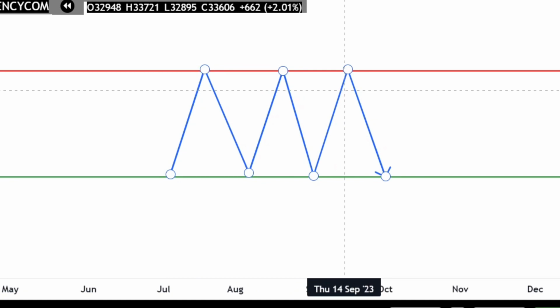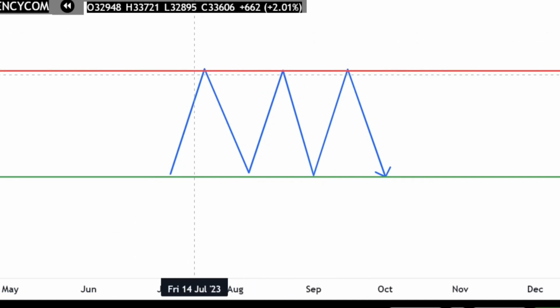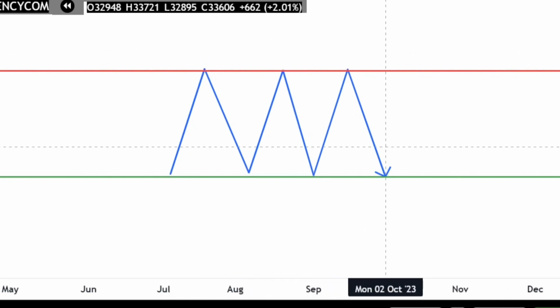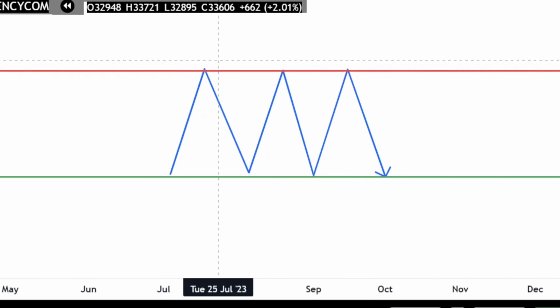That's why we call this a ranging market. So how do we trade in the ranging market? Whenever price comes back to the upper line, we sell off and then buy off here. The reason we're doing this is that we're waiting for price to break out, and we always have to have confirmations.